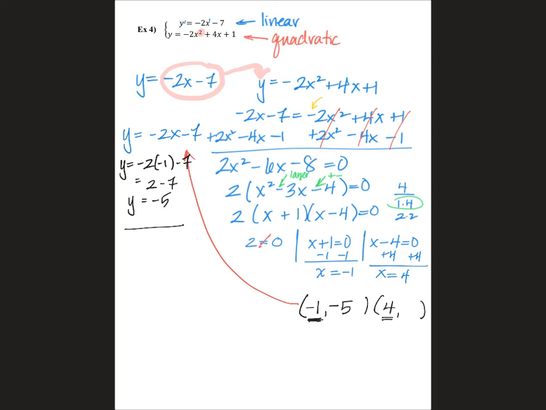I'm now going to bring my 4 over and plug it back into that original equation. My y equals negative 2x minus 7. I'm going to replace that x value with a positive 4. And that's going to give me a negative 8 minus 7, which is a negative 15. So when I used 4 as my input, I had negative 15 as my output, which means if I were to graph these two functions, my linear and my quadratic, they would intersect at these two values or these two ordered pairs.